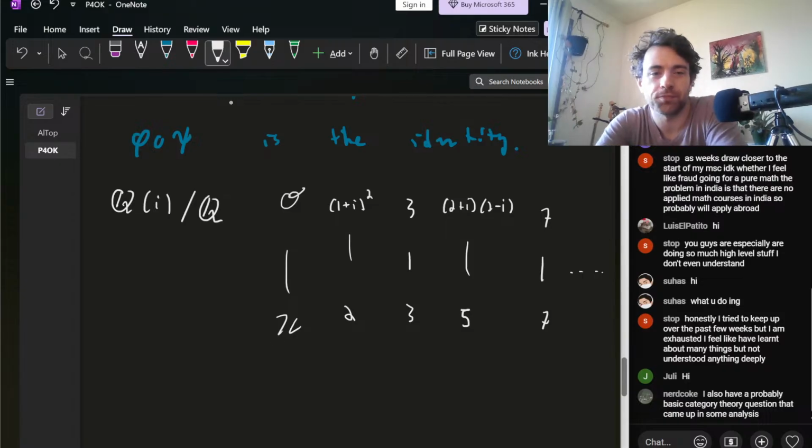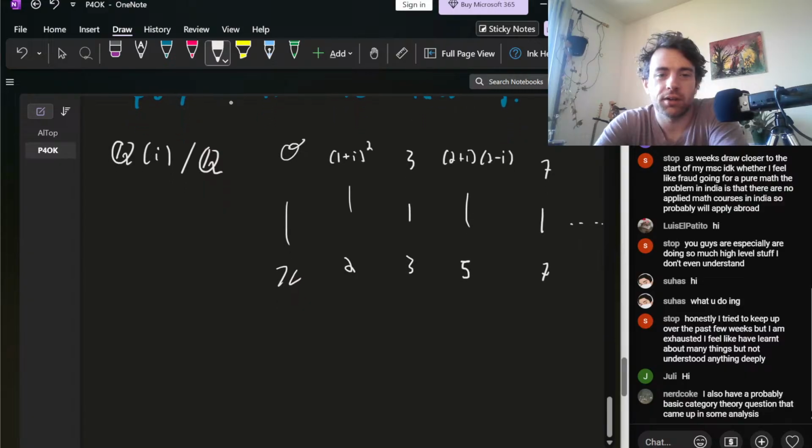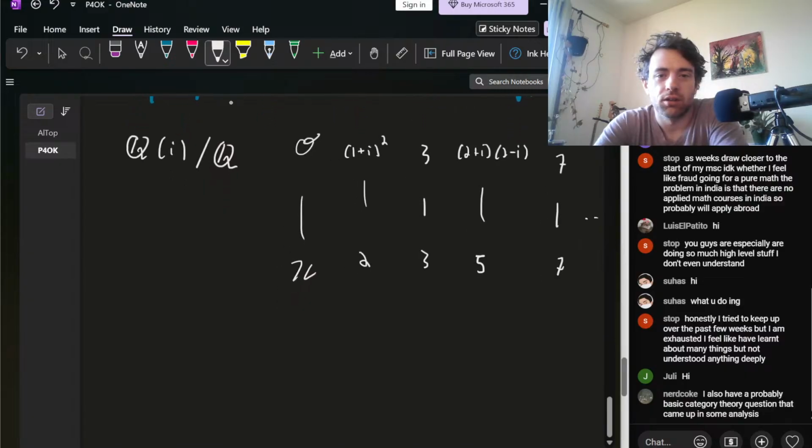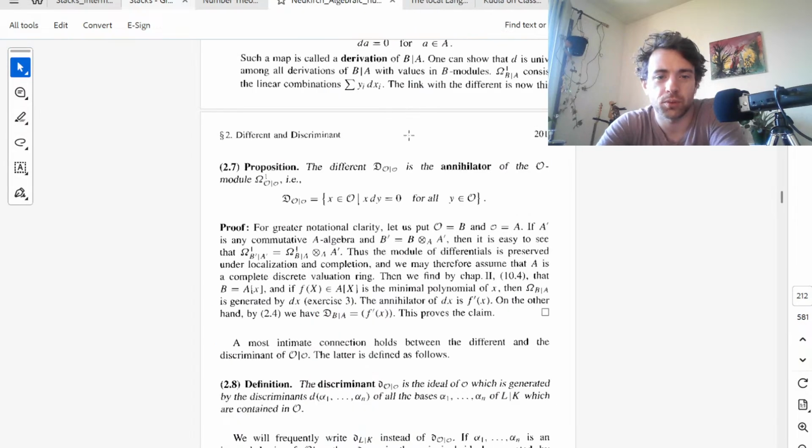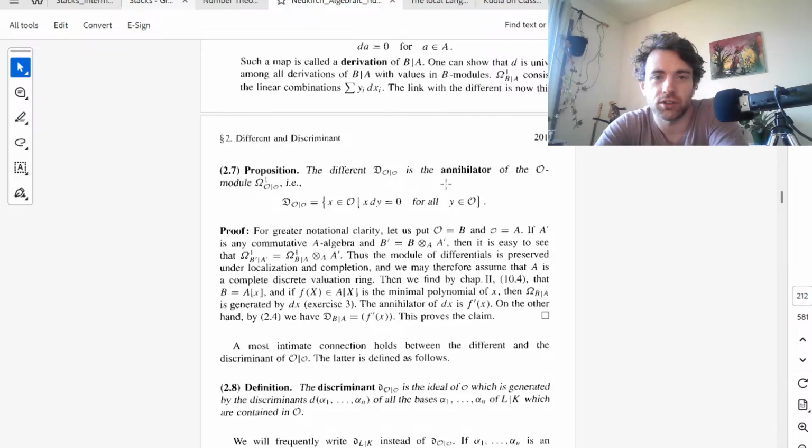Okay, so right. We have this one prime that ramifies. So our ramification locus should be a single point. So what does Neukirch say about this? Where are we here? Aha, the different is the annihilator. Right, it's the annihilator of this module.